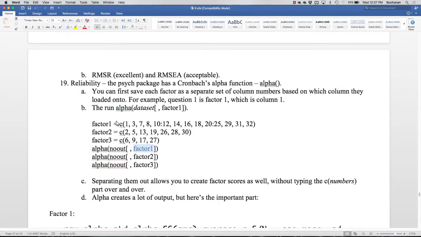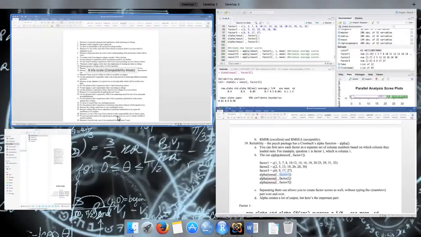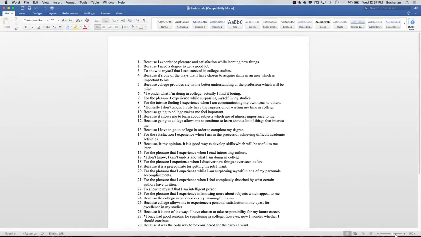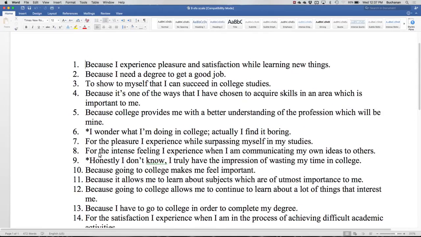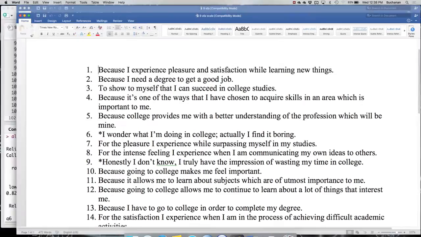So I'm looking at my loadings. I got 1, 3, 7, 8. Let's look at those questions. So 1, pleasure and satisfaction learning new things. 3, succeeding. 7, pleasure surprising in my study. 8, intense feeling I experience. It's very sort of hippie. Of course, I always think the self-determination stuff is a little hippie.